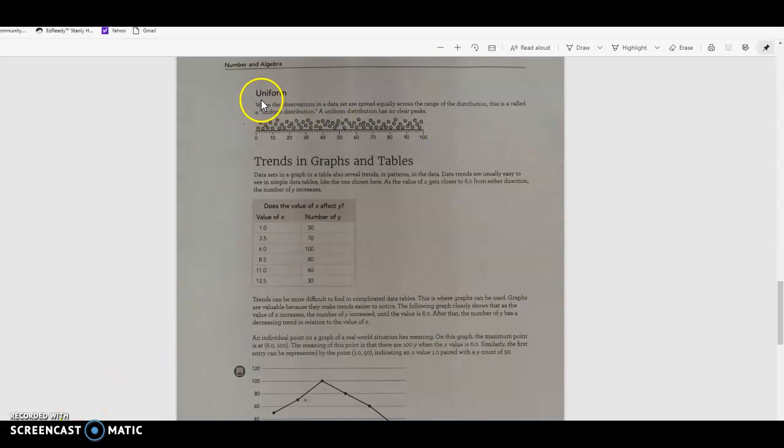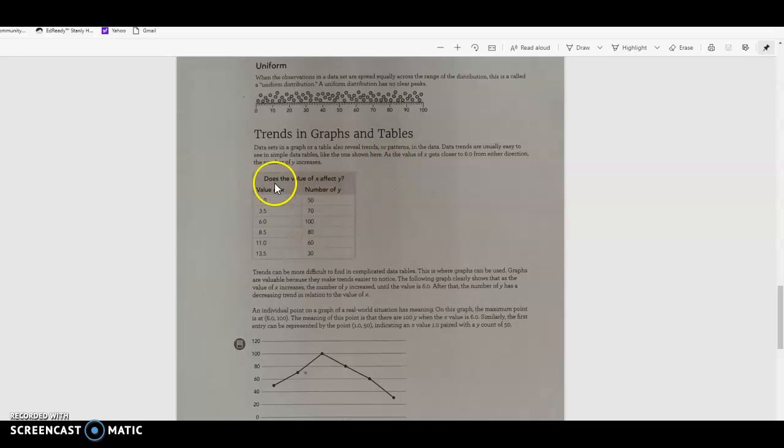You could also have a graph with a uniform distribution, which means the values are spread equally across the range of the distribution. This is called a uniform distribution. It has no clear peaks and no clear valleys. So you can see it just kind of levels out. They're all over the place.